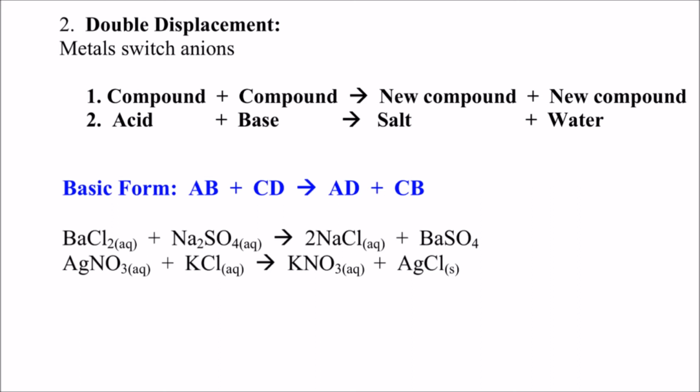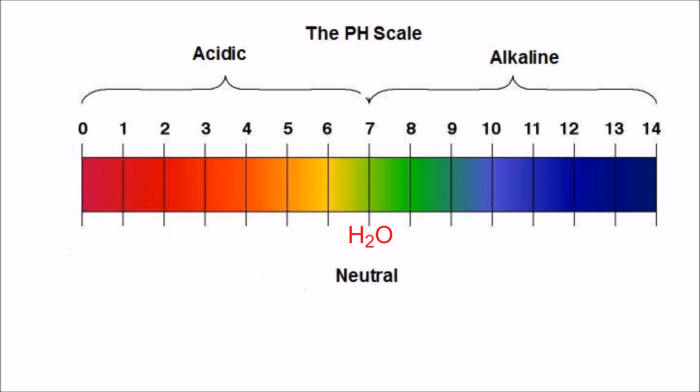Here's a special situation that is also double replacement that we'll see sometimes. It's an acid plus a base, which gives you salt and water, and this kind of double displacement reaction has a special name. It's called a neutralization reaction. And the reason for that is because of the pH scale. I don't know if you remember this from biology or not, but we're going to look at it really quickly.